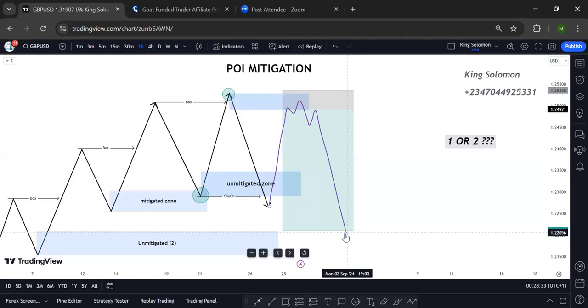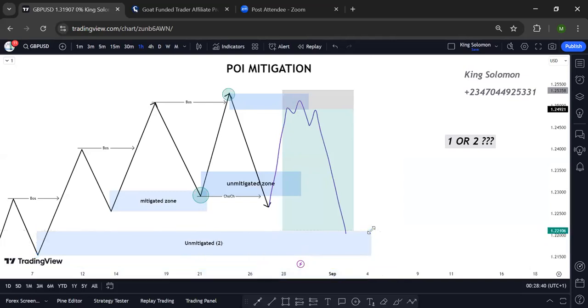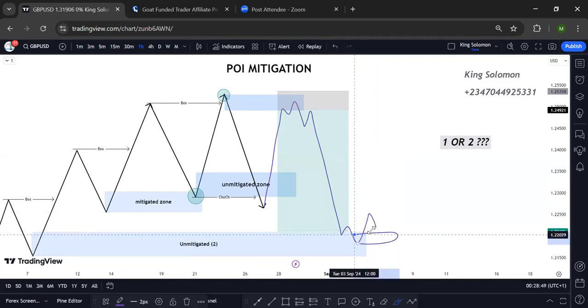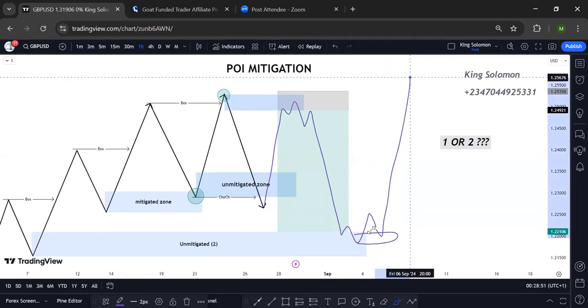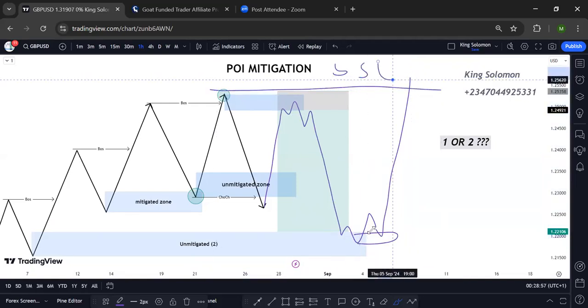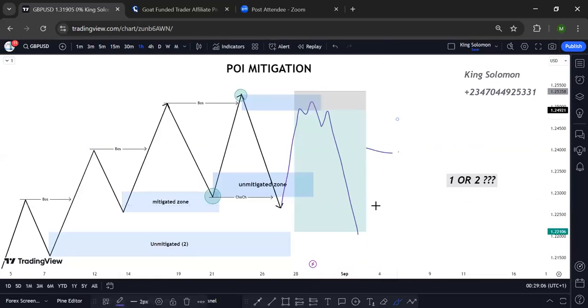Then you want to make sure that you see price come into this unmitigated zone. Now, once this unmitigated zone gets mitigated, you are now doing what now? You are expecting a change of character. You want to see price do this. Price come into the zone here, right? Come into here, and then boom, go back up to take out this what? Buy side liquidity, the BSL, right? To take out the BSL. So that's that for that.